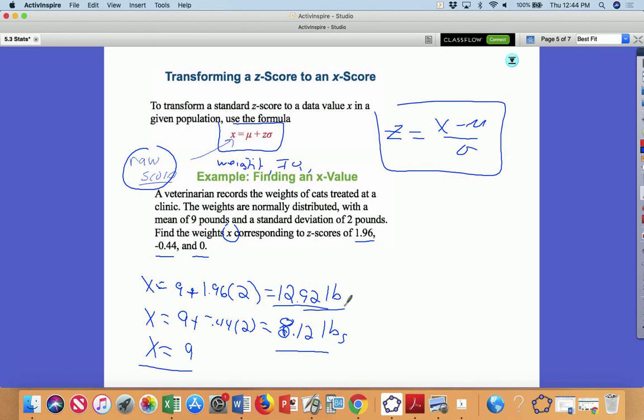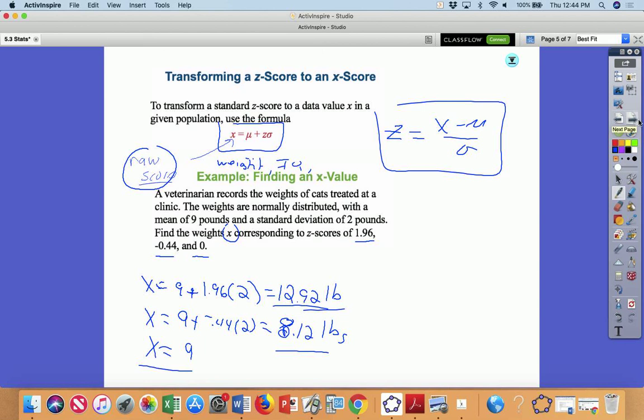So that's just using that formula that you got. Okay, let's look at one more thing here.